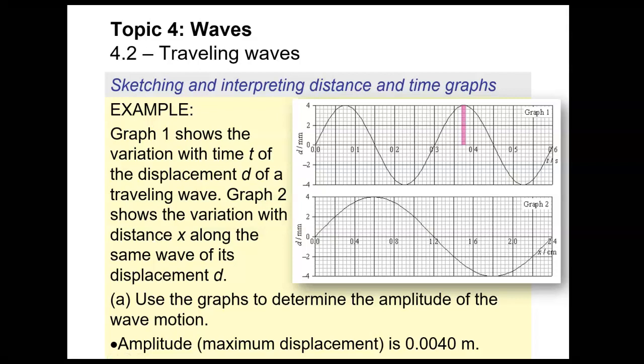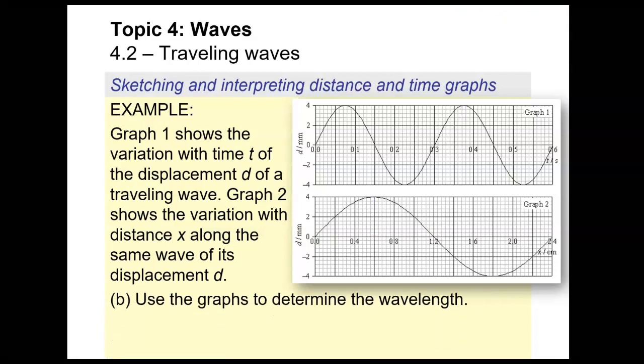Okay, so the next question says, use the graphs to determine the wavelength. There are two types of graphs. One of them can help you find wavelength and one of them cannot. It's pretty easy to remember because one has time on the x-axis and the other has units of length or distance on the x-axis. So wavelength, think units of length.